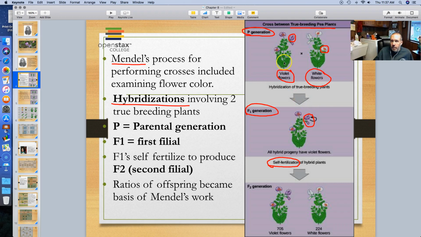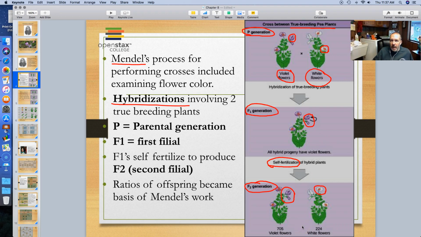In this case, breeding a true violet producing plant and a true white flower producing plant, you only ever get purple flowers. At least that's what he found in his experimentation. And so then self-fertilizing individuals from this generation to breed those together to produce the F2 generation, the second filial generation. Now he started finding that not only did he get individuals with purple flowers, but he also was getting some individuals that had the white flowers from back in this parental generation.